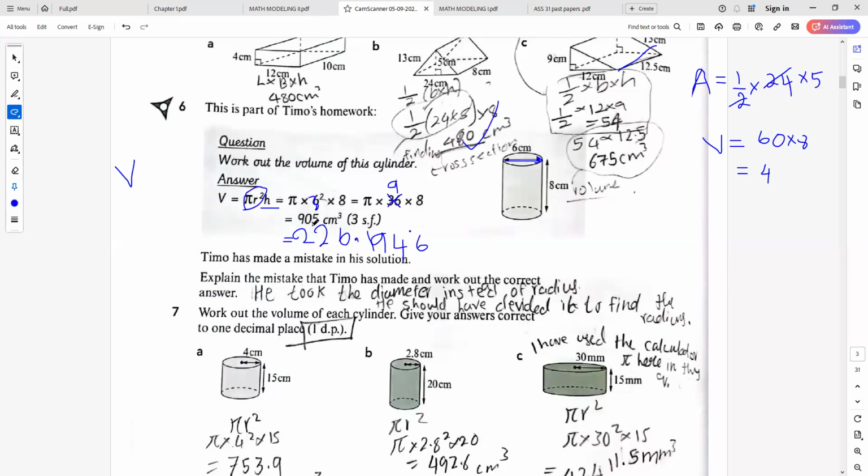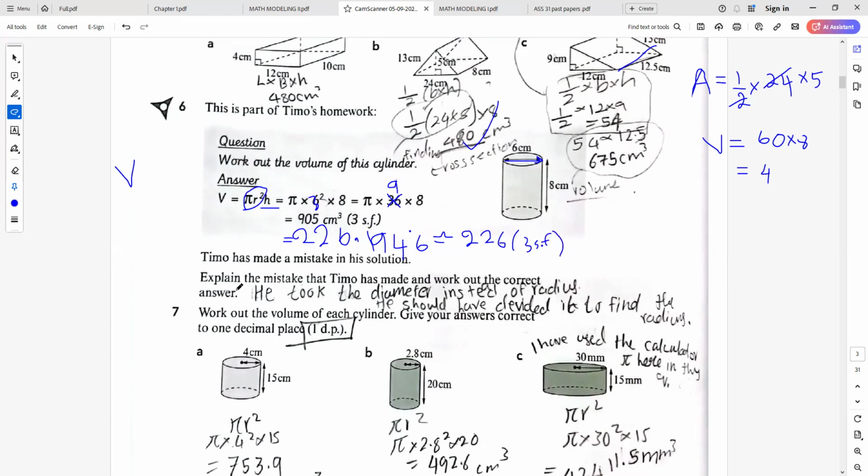Okay, now they are telling us to give the answer in 3 significant figures. So here, 3 significant figures means 1, 2, 3. Then we have to look at the next digit. Since this is less than 5, we give the answer as approximately equal to 226. We have given the answer in 3 significant figures, right?